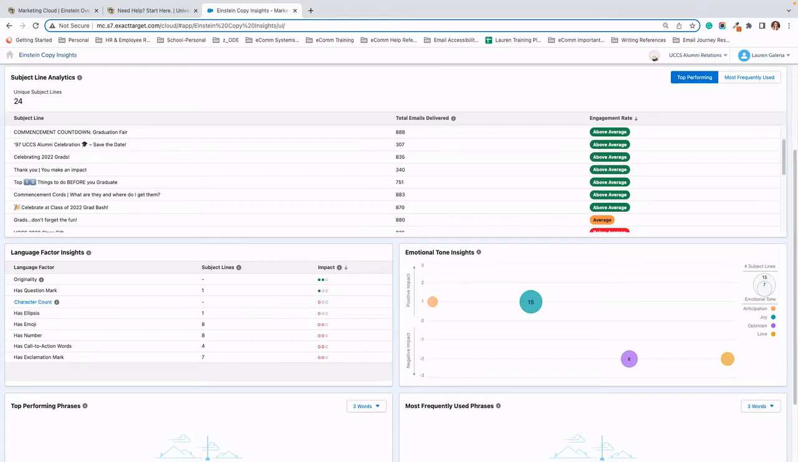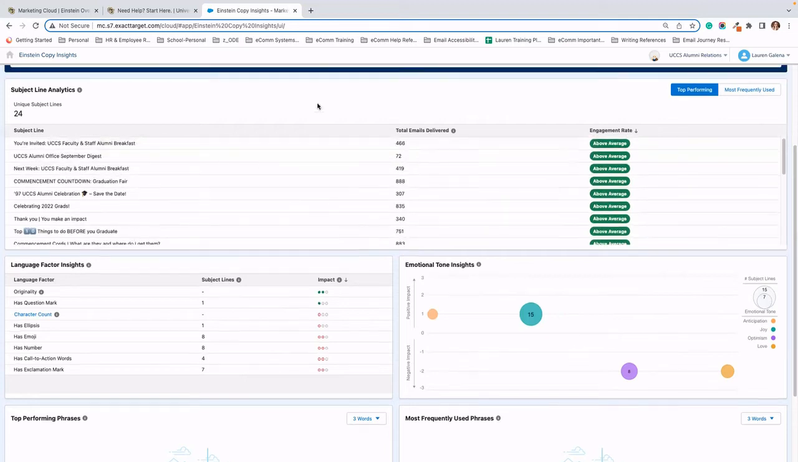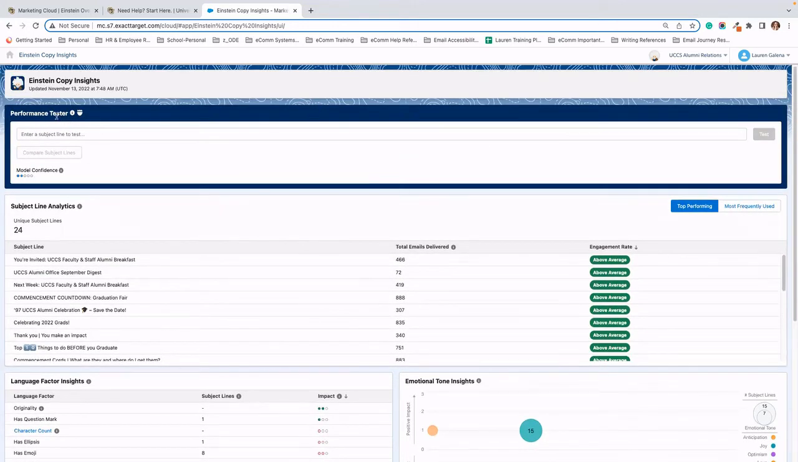Yeah, that kind of leads into the next tool that I was going to show, this performance tester tool. This is part of the Copy Insights feature, and you can use it to find out how your message's subject line is likely to influence message performance. Here you can test the performance of a single subject line or compare up to 10 subject lines before you send an email out.